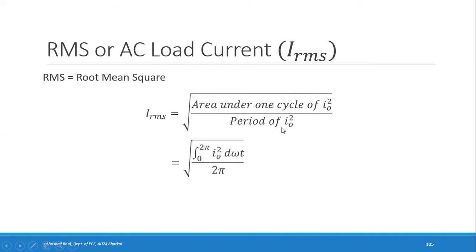And what is the period of i0 squared? The period of i0 is 2 pi. If you square it, the period will still remain the same; the period will not be squared. The period of i0 squared is also 2 pi. So you get 2 pi in the denominator.